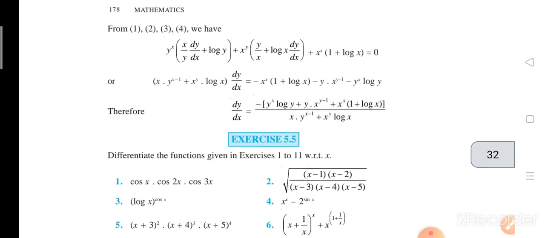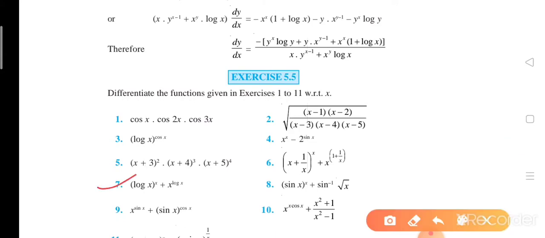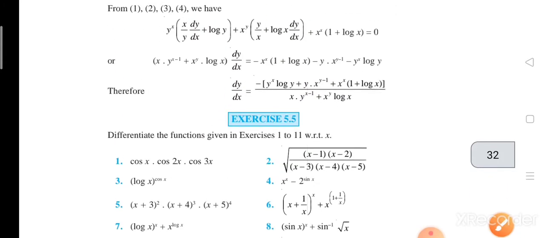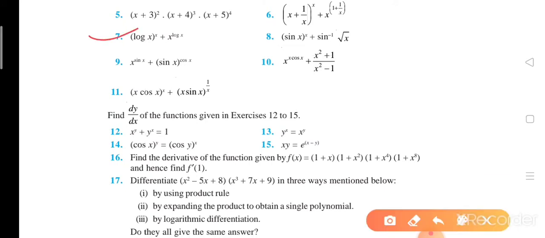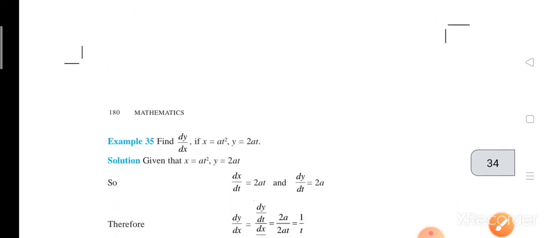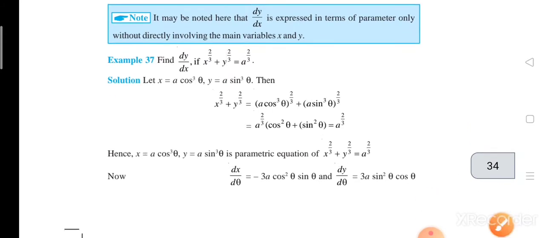From exercise 5.5, you will do question number 7, 8. Then we have 7, 8, 9, 10, 11. After 11th problem, we have question number 14 and 16 along with 15th problem. These are very important problems. Now next exercise, this example is important, example 37.